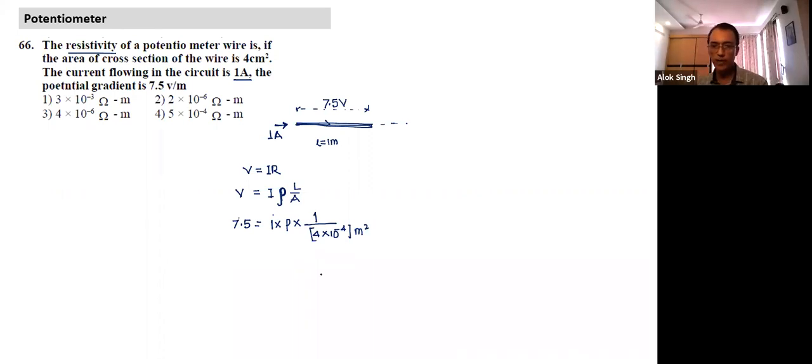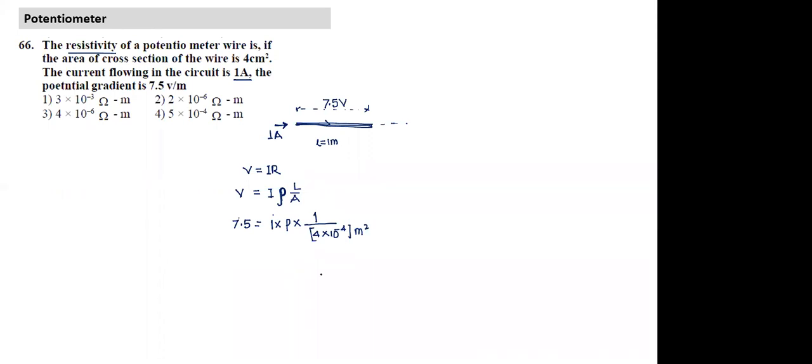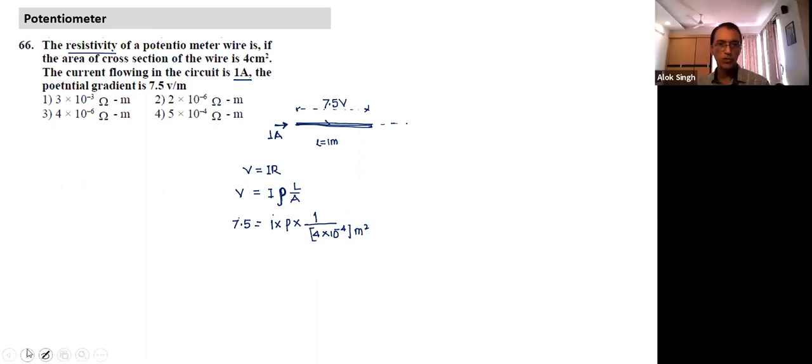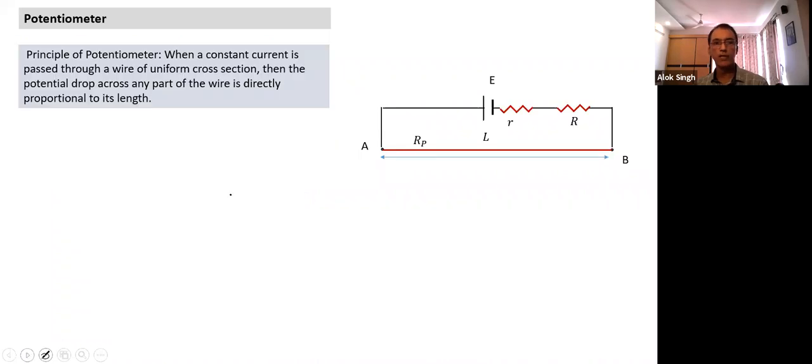Everybody? It's a pretty simple thing. Let's understand. That's what it means. Okay. So this is a fairly simple question. Let's look at some more of them. Okay, potential gradient. Something like this.